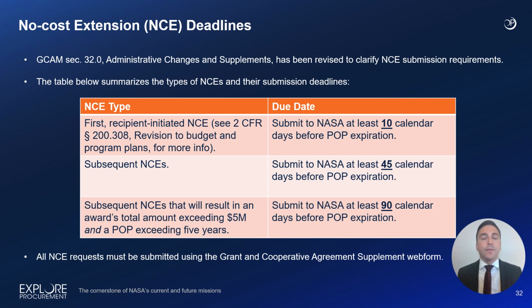However, if a subsequent no-cost extension request will result in an award exceeding a total amount of $5 million and a period of performance exceeding 5 years, then that extension request must be submitted to NASA at least 90 calendar days before the POP expires. It's important to note here the use of the word "and" regarding awards that exceed $5 million and exceed a 5-year period of performance. An award has to both exceed $5 million and a 5-year POP in order to be subject to that 90 calendar day request deadline.